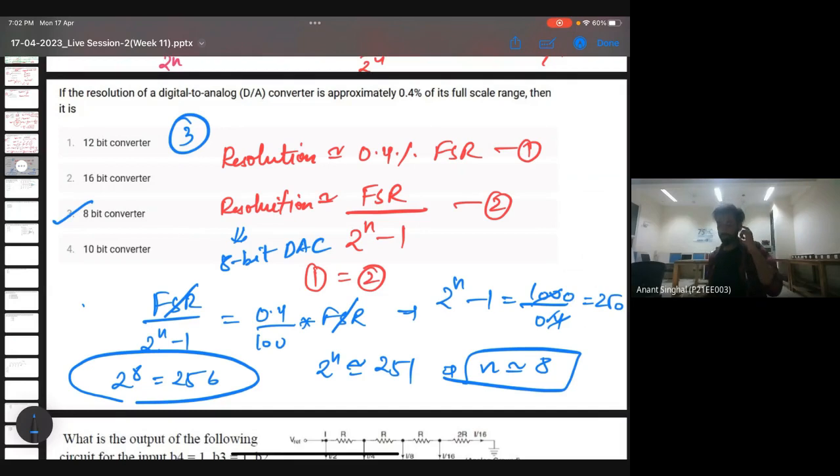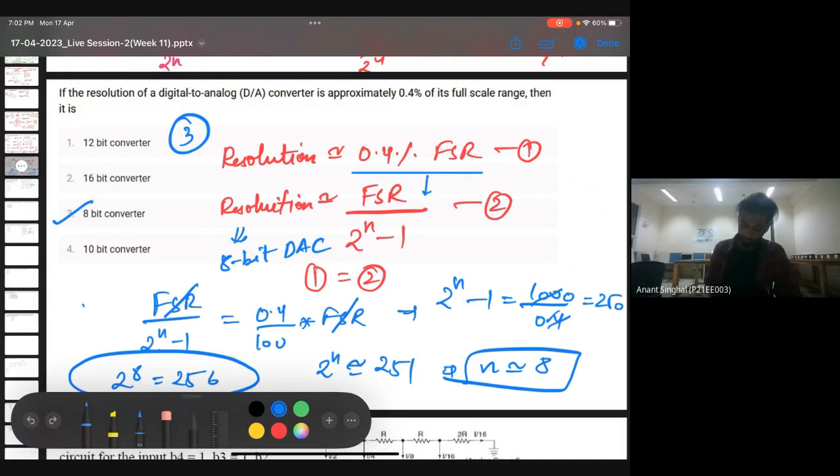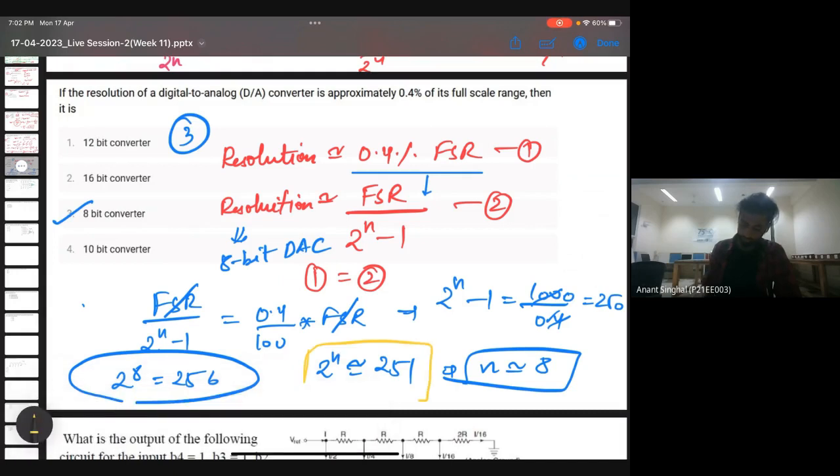This is one of the questions that comes in GATE quite frequently, so try to grasp it. It says that it is 0.4% of full scale range, and we know the resolution is full scale range upon, for a general case, 2 to the power n minus 1. So we just equate it to calculate the value of n. We have done that, and we are getting this relation. According to the relation, we have n equals 8. So it is an 8-bit converter. Now we'll start the next problem in 2 minutes.